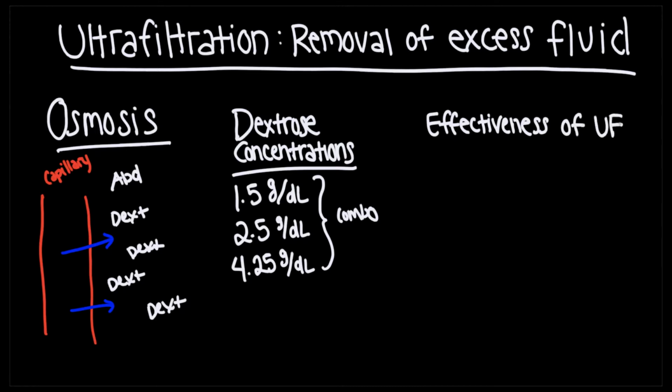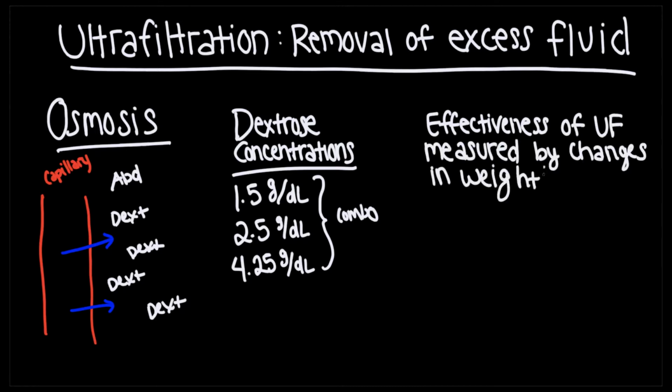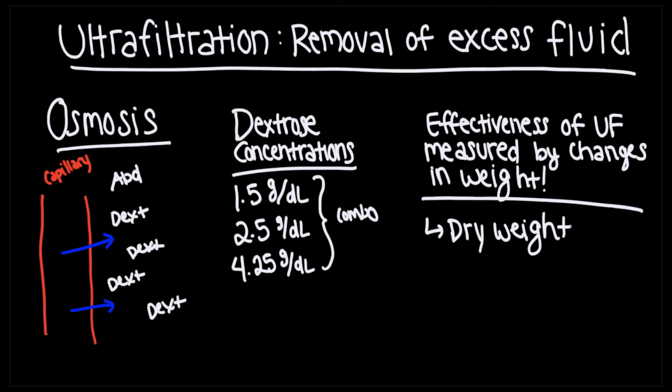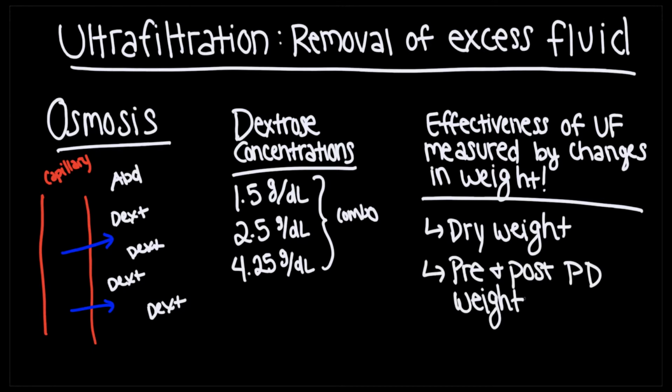The effectiveness of ultrafiltration is measured by weight. Each child has an estimated dry weight, which is their baseline weight without fluid overload. Pre- and post-dialysate weights are important to help you determine how much fluid was removed during a dialysis session and how close the patient is to their dry weight.